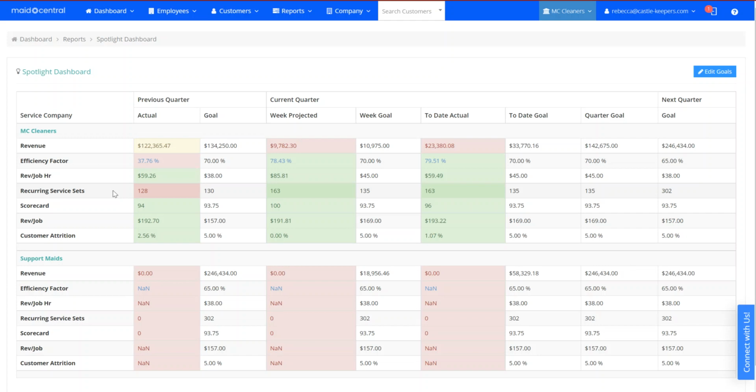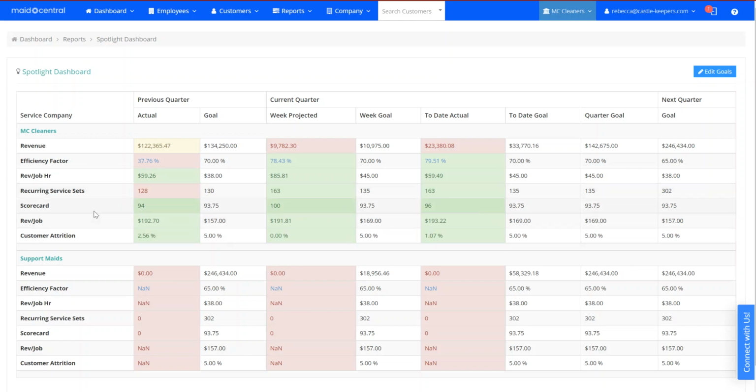Next up, recurring service sets. So how many actual recurring service sets do I have? How many do I want to gain from this quarter to the next? So a goal of 130 is only going to be like 1% or 1.5% revenue growth and recurring. Definitely not what I'm looking for. So I need to have a more realistic goal set there.